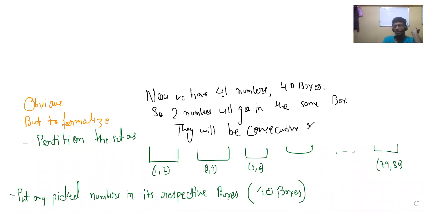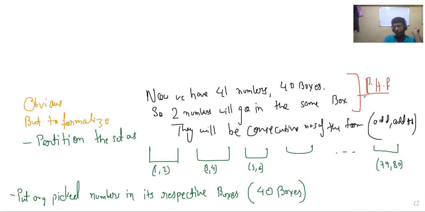Okay, two consecutive numbers of the form odd and odd plus 1. Okay, we have proved a little bit more. So these are the things, because you may be asked to prove this. This is the Pigeonhole Principle. Yeah, this is the name.